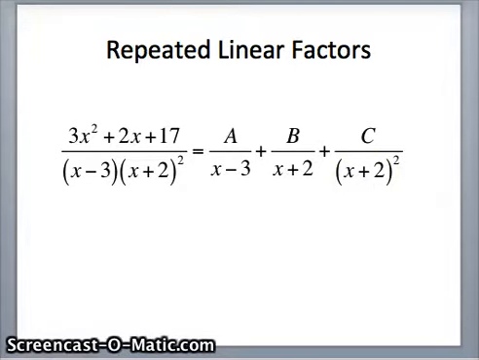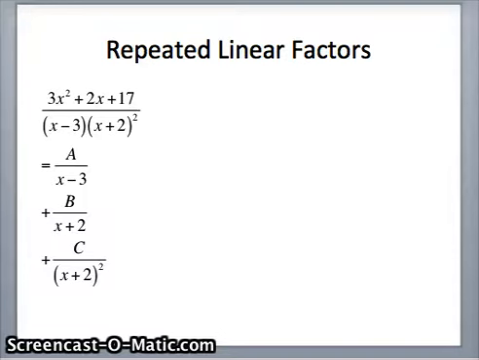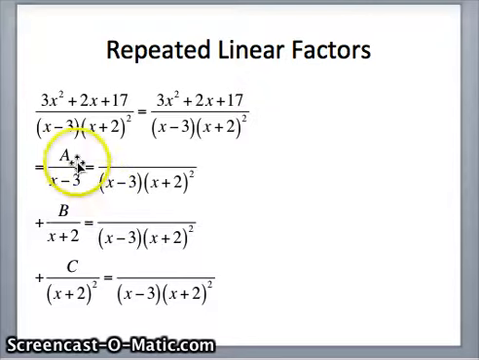I'm going to write this vertically first. We want to build common denominators. We want three equivalent fractions with denominators of x minus 3 times x plus 2 squared. So looking at this first one, x minus 3 is already there, so I'm going to need to multiply by x plus 2 squared. X plus 2 squared on the bottom, x plus 2 squared on the top. So my new numerator should be A times x plus 2 squared.